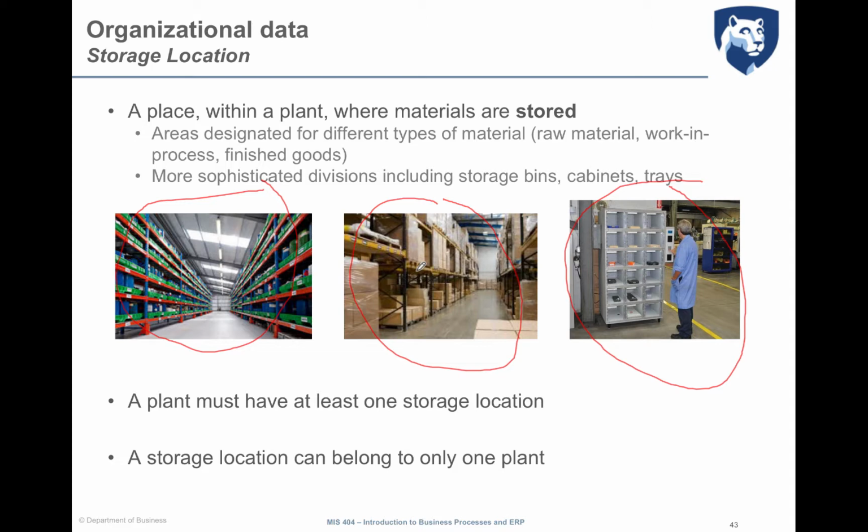Of course, a plant must have at least one storage location if it wants to track quantity and value of material in the inventory. And of course the plant cannot perform its function without a storage location. So a plant must have at least one storage location if you want data associated to the plant, but also if the plant wants to perform its duties and its function.